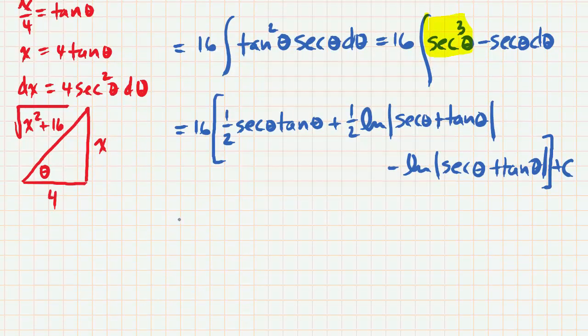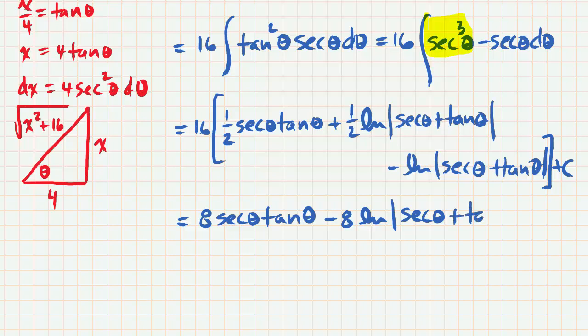Okay, so let's distribute our 16 and combine like terms. So this gives us 8 secant theta tangent theta. And then when the 16 distributes over here, what we're going to end up with is minus 8 natural log secant theta plus tangent theta plus c. So we've got that expression.